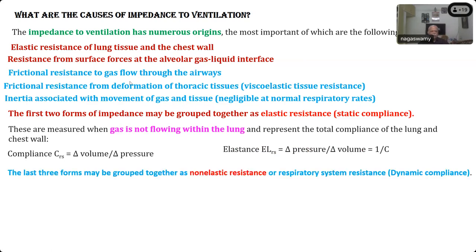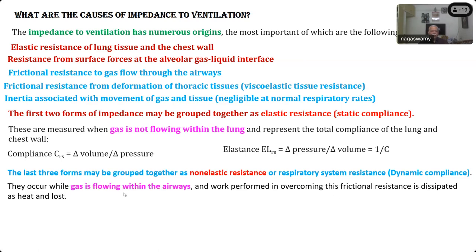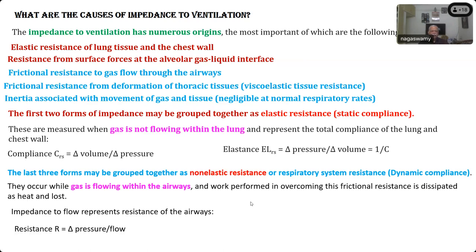The last three, the frictional resistance to gas flow, frictional resistance from thoracic tissues, and inertia, are called non-elastic resistance. Earlier it was elastic resistance or static compliance. This is non-elastic resistance or respiratory system resistance, which is called dynamic compliance. Dynamic compliance occurs when the gas is flowing within the airways, and work performed in overcoming the frictional resistance is dissipated as heat and lost. So impedance to flow represents the resistance of the airways. Resistance is the change in pressure to flow.